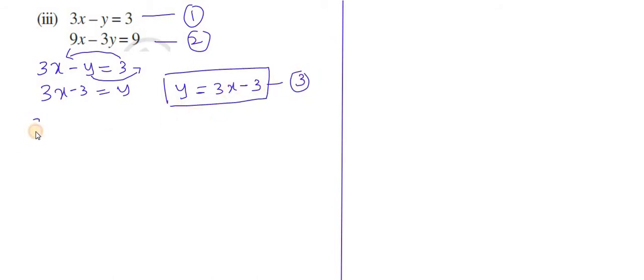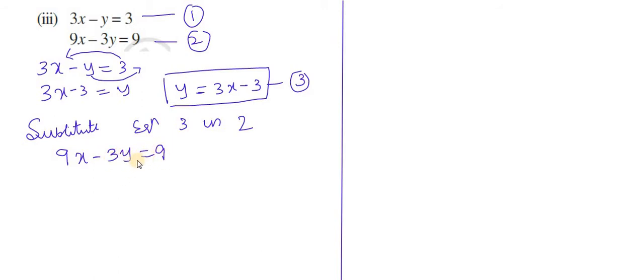Now what you will do is substitute equation 3 in 1 or 2. The origin of the third equation is the first equation, so don't substitute in the first equation now. Substitute in equation 2. So if you do like that, your equation is 9x minus 3y is equal to 9.